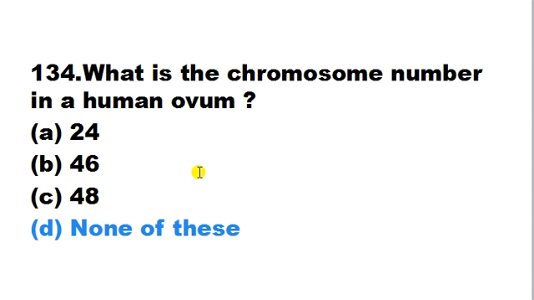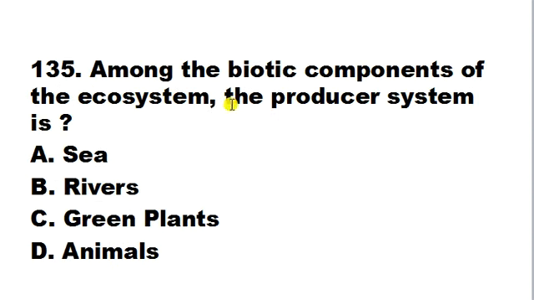Among the biotic components of the ecosystem, the producer is sea, river, green plant, animals. Here correct answer is C. That means green plants are the producers among the biotic components.